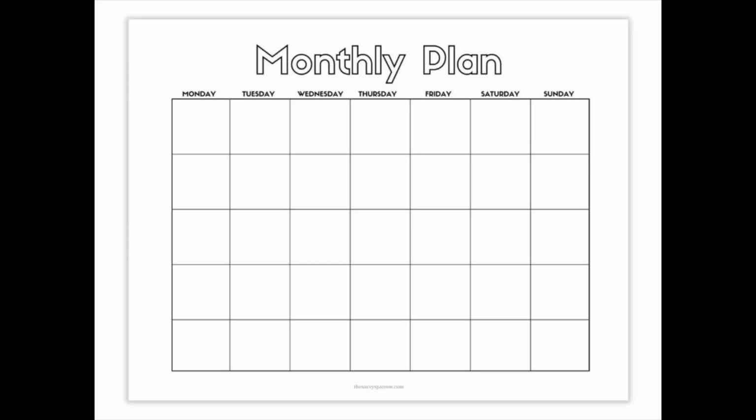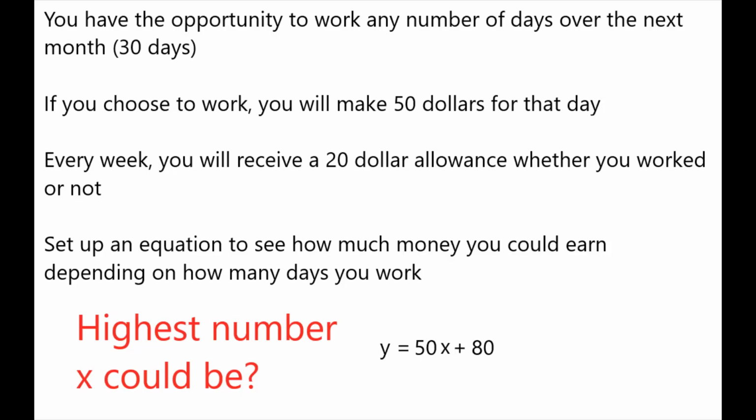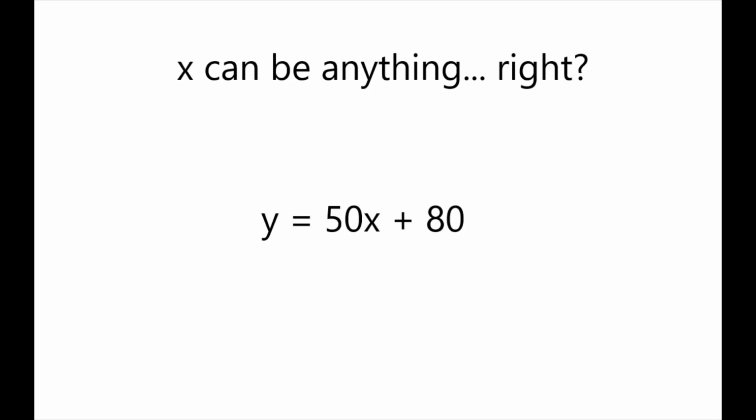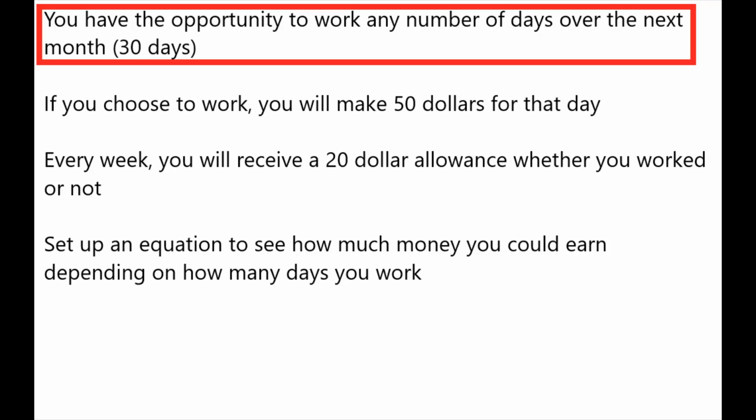If you've ever heard of the term critical thinking, right now there's a really good opportunity to exercise it. You can exercise it by answering the question, how high can x go in this equation? We might think, well, x can be any value, so it could be 1,000,000, 10,000,000, 100,000,000, whatever we want. But the reality is, x here represents something. And what is it that it represents again? X is the number of days worked in a month.